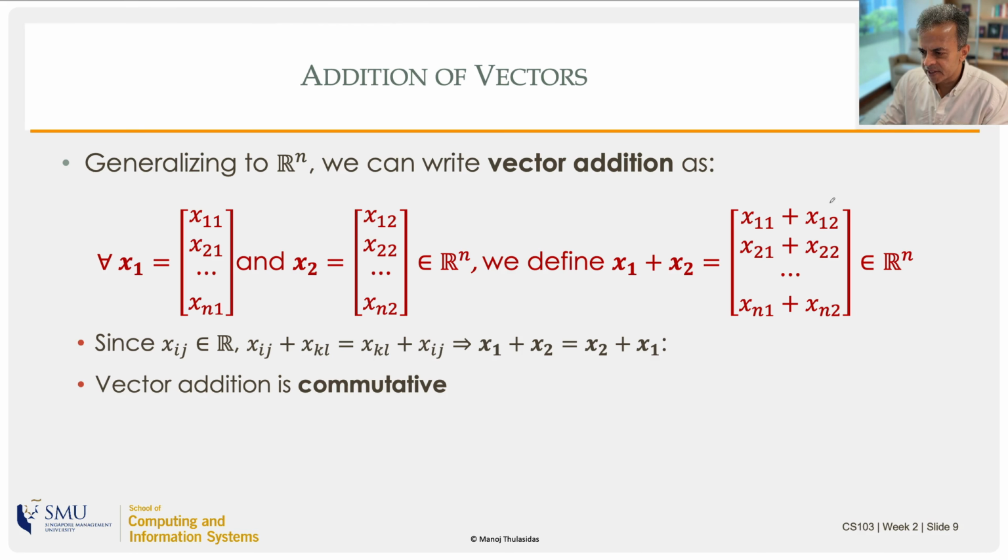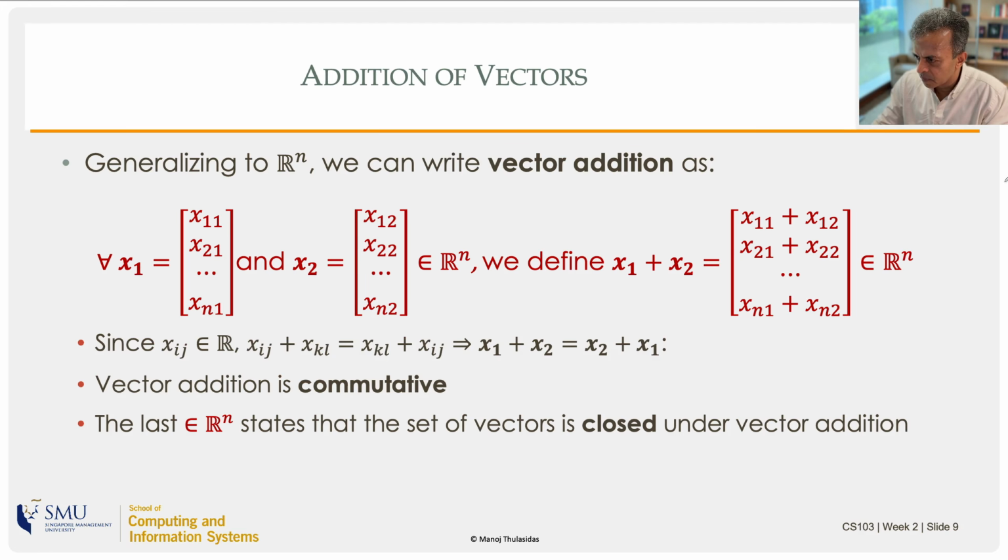x1 plus x2 is the same as x2 plus x1. Vector addition is commutative. The last one, stating that the sum is a member of Rn, states that the set of vectors is closed under the operation of vector addition, as well.